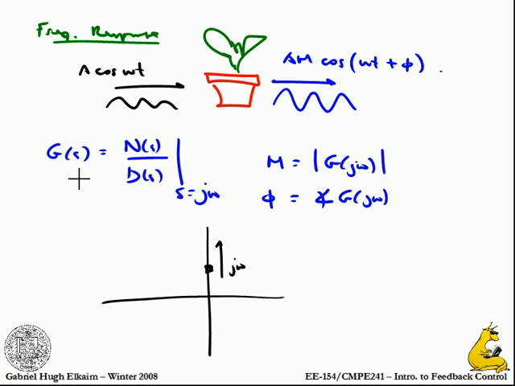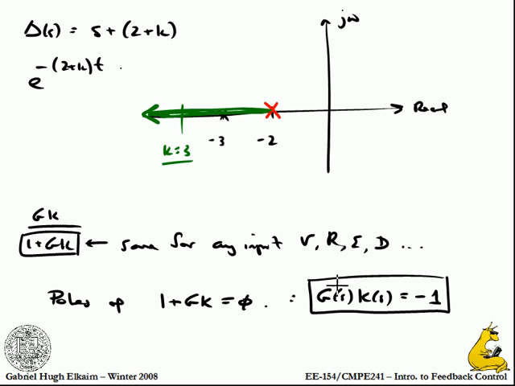Now, the question I have is, looking at this very carefully, okay, I want to know for what value of s is G of s, K of s equal to minus 1.